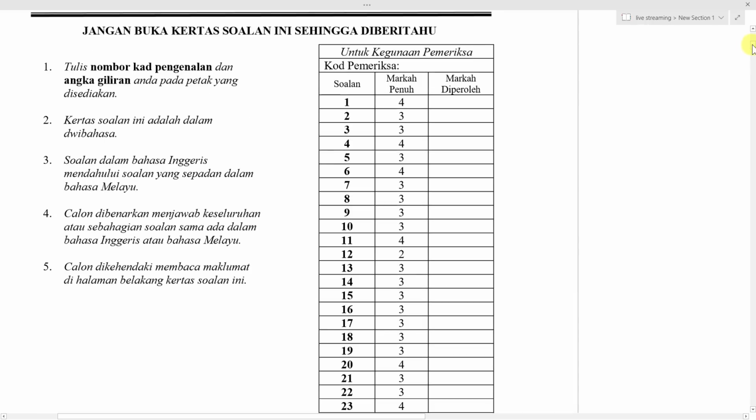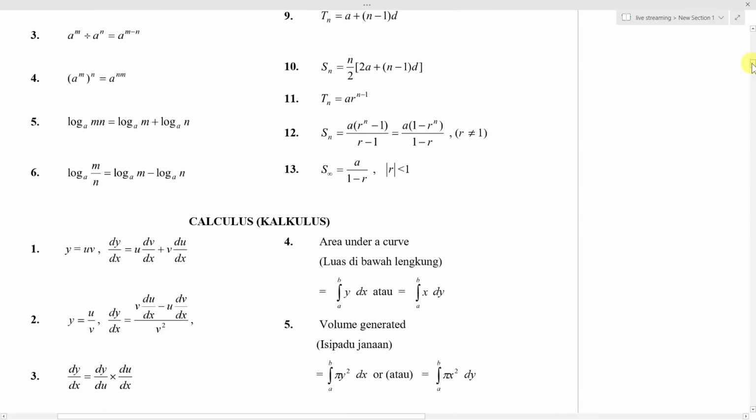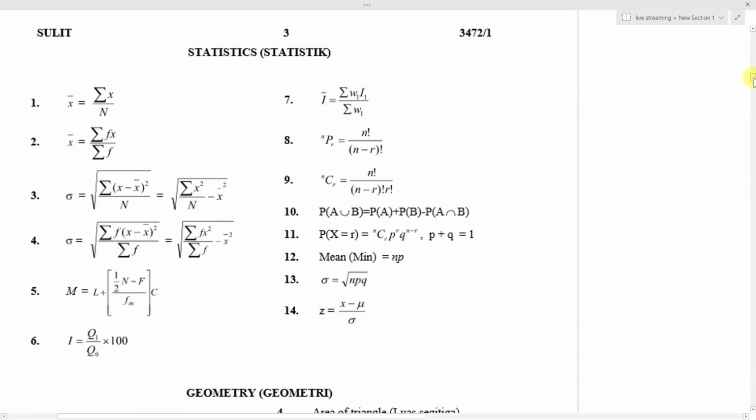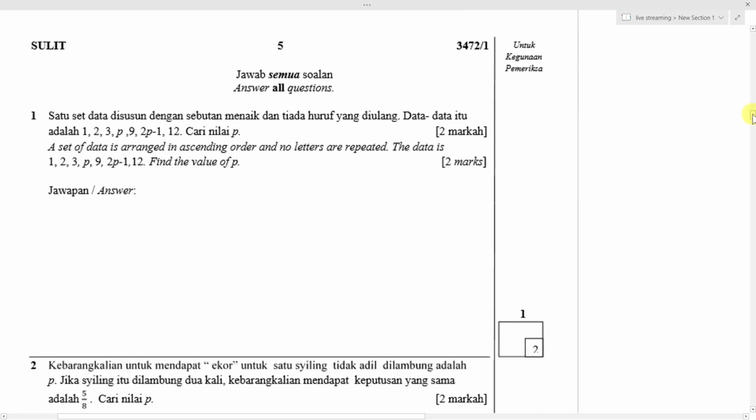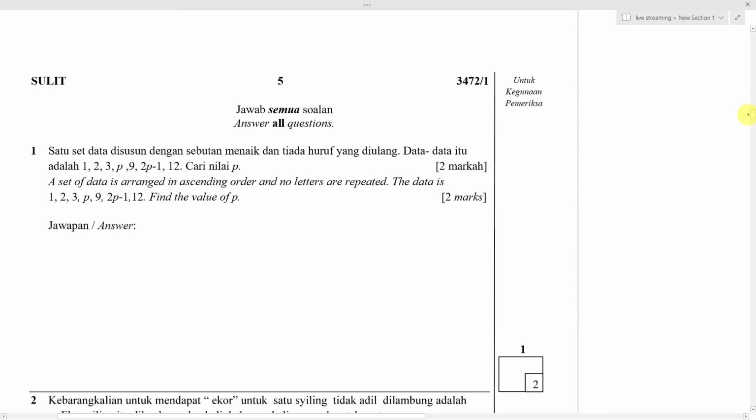Alright, let's go to the bottom here. You have all these formulas. I'm not going to go through the formulas with you. I hope you at least know how to use all these formulas. If you do not know, make sure you go check them out. Alright, let's start with the first question.